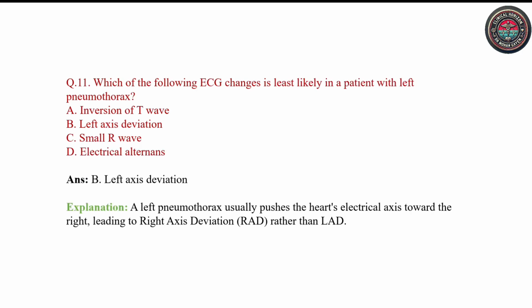Which ECG change is least likely in a patient with a left pneumothorax? The correct answer is left axis deviation. A left pneumothorax pushes the heart rightward, leading to right axis deviation rather than left axis deviation. Other ECG changes associated with pneumothorax include T-wave inversions, low-voltage QRS, and electrical alternans.